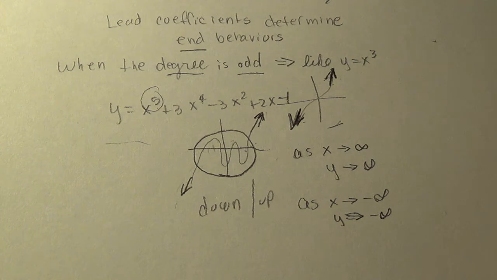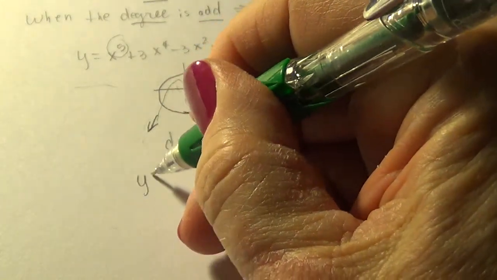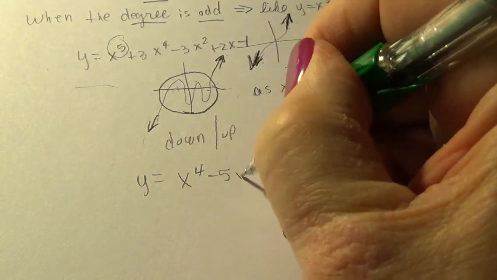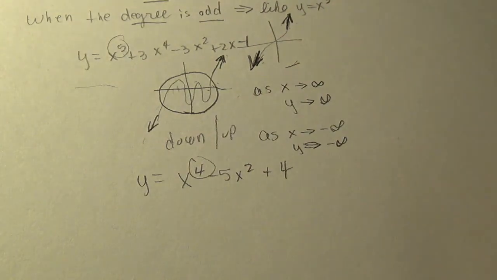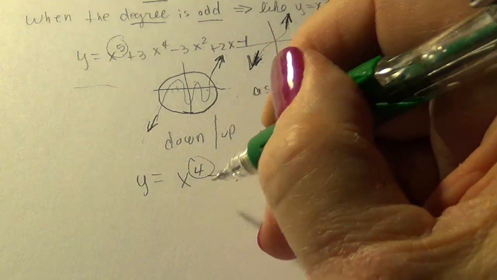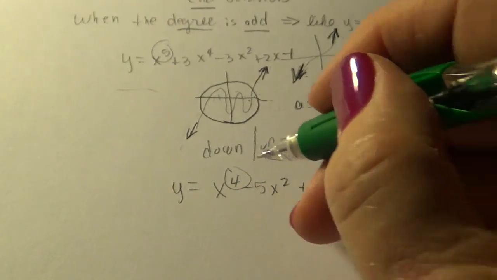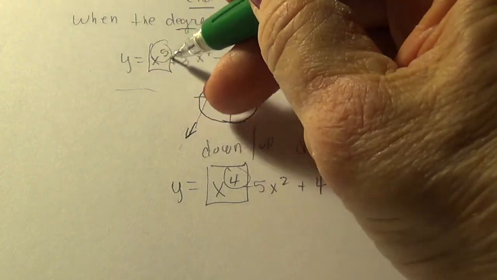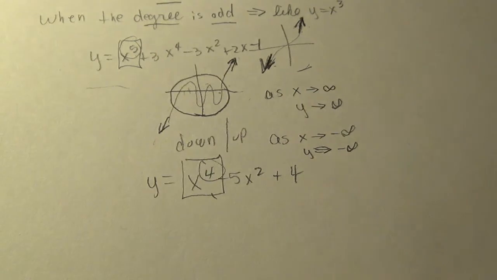All right, so let's see what is happening when the degree is even. So degree is even, such as y equals x to the fourth minus 5x squared plus 4. Here we see the highest exponent is a 4, so the degree is even, and we're looking at the lead coefficient. That's the one with the highest degree, just like up here. So we're looking at the lead coefficient to determine end behaviors.